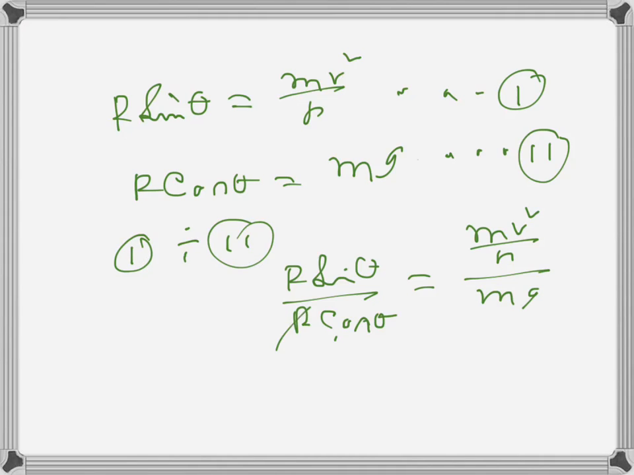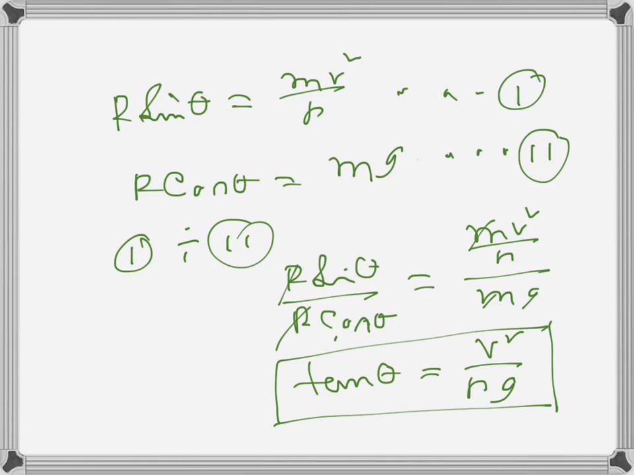So R will get cancelled, and m will get cancelled, so tan theta will become v square over rg. So here we have an equation which allows us to find v square, v basically, when r is given and theta is given, or if v and r are given, we can find theta and so on. So we can do that without finding the reaction force.